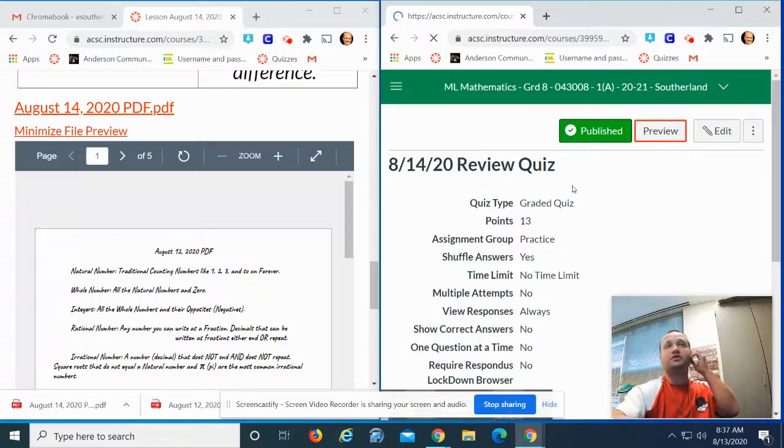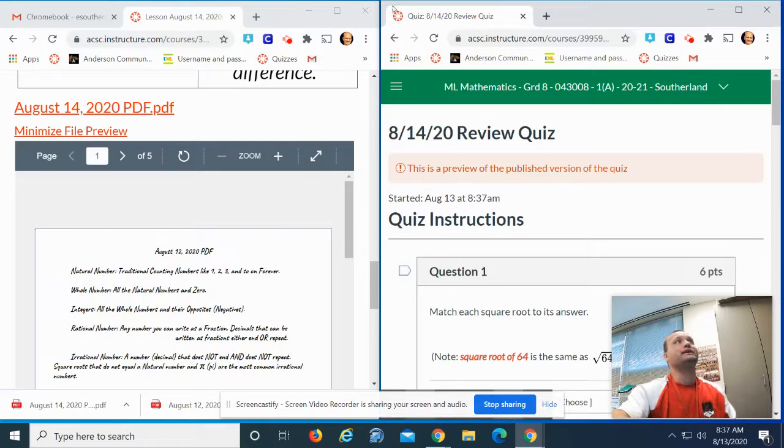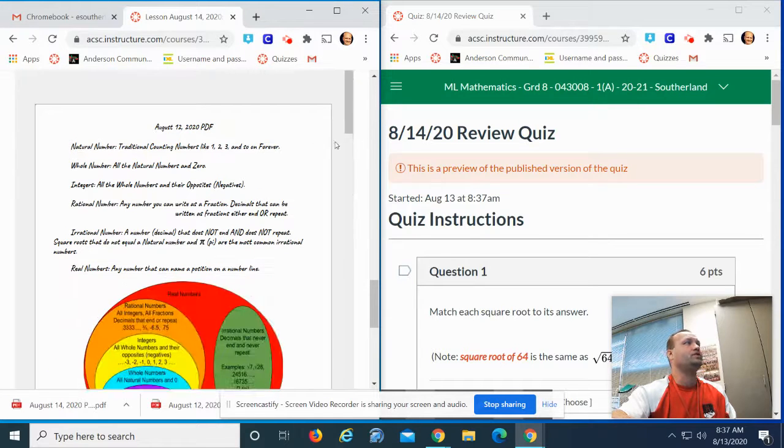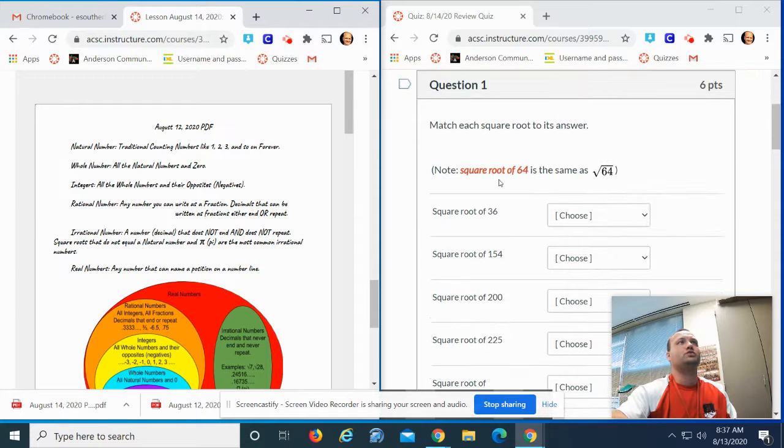So, the first thing you're going to do is open up the quiz. What I would do is split my page. By that, I mean I would put half of a website over here and half of a website over here. I would have the PDF for today's assignment pulled up right here, and then I would have the quiz right here. And so I would look at question 1.